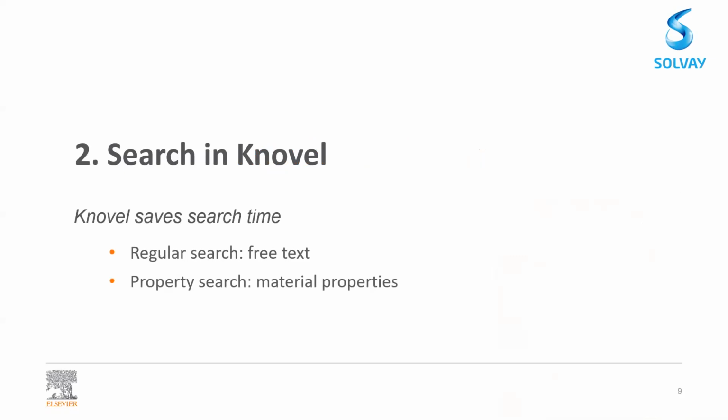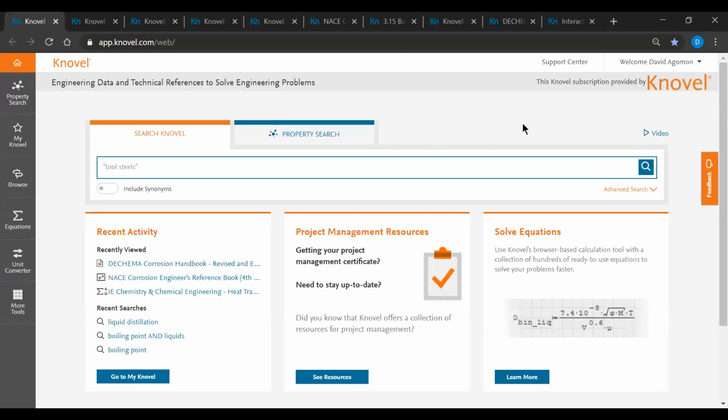We have 2 kinds of searches in Knovel. We have regular search, which is the free text, and we have the property search based on material properties. I'm going to start with a free text search, and I want to switch to my browser. You should be able to see my browser now. This is the homepage of Knovel.